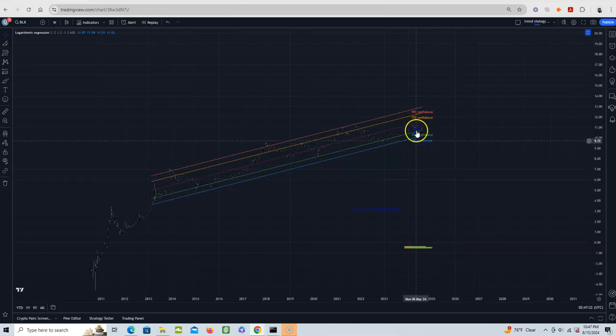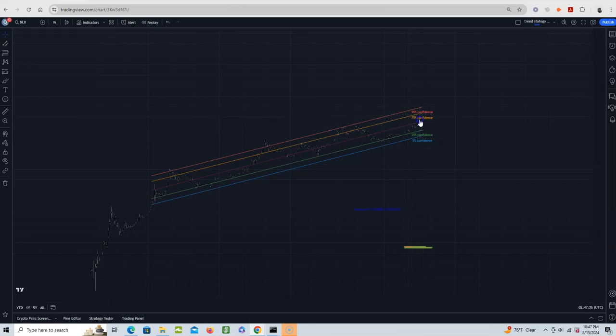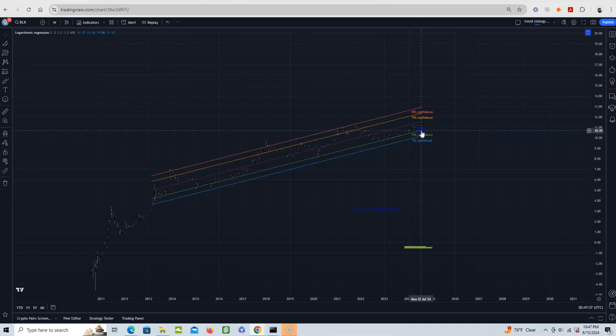The blue line and the red line are the extreme bounds. This is 2 standard deviations away. This is 2 standard deviations away. The orange line is 1 standard deviation away. The green line is 1 standard deviation away. So like I said before, this trend is 90% correlated. It's going to hold.